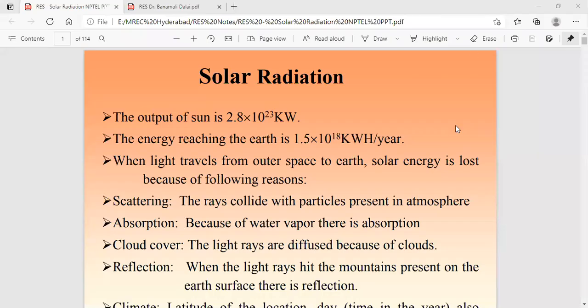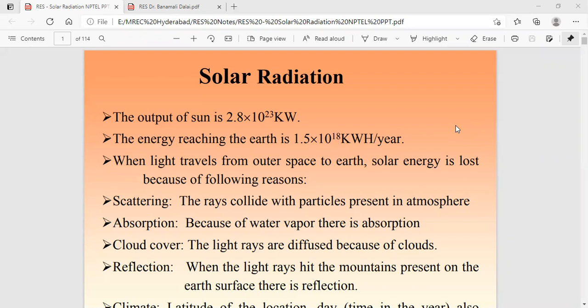So good morning. Now we are going to discuss solar radiations. The output of the sun is 2.8 × 10^23 kilowatts. The energy reaching the earth is 1.5 × 10^18 kilowatt hour per year. When light travels from outer space to earth, the solar energy is lost because of the following reasons.